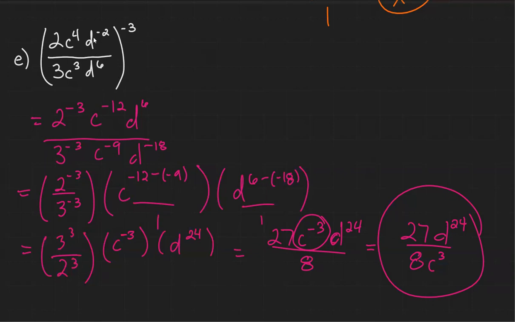And you very well could have done c to the 4 minus 3, d to the negative 2 minus 6, simplify that a little bit, and then apply the negative 3. Either way would have worked, right? For me, this one's a little bit easier. For you, it might be the other way. So why don't you give that a shot if you want to see if that's a little bit easier for you, okay?